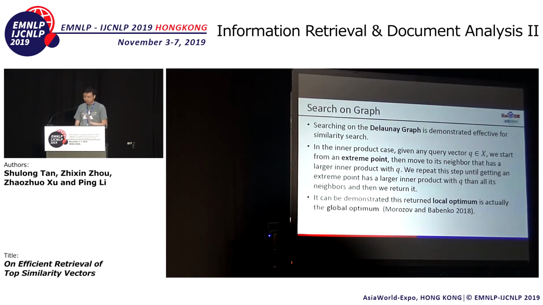Now I would like to introduce our algorithm very briefly. In the inner product case, given any query vector q in the space, we start from an extreme point. We can randomly choose any extreme point. Then we move to its neighbor on the graph which has a larger inner product with the query q. We repeat this step until we get an extreme point that has an inner product larger than all its neighbors. Then we stop and return this point.